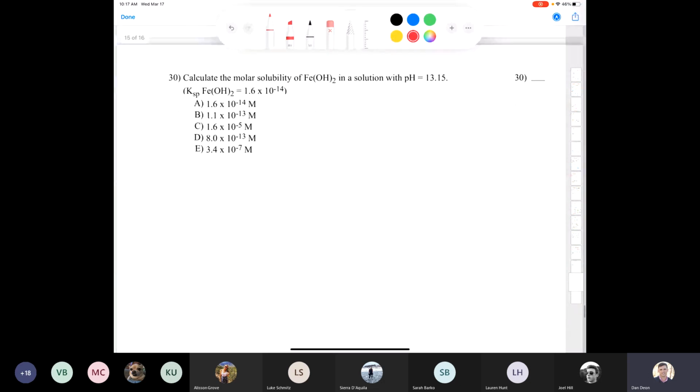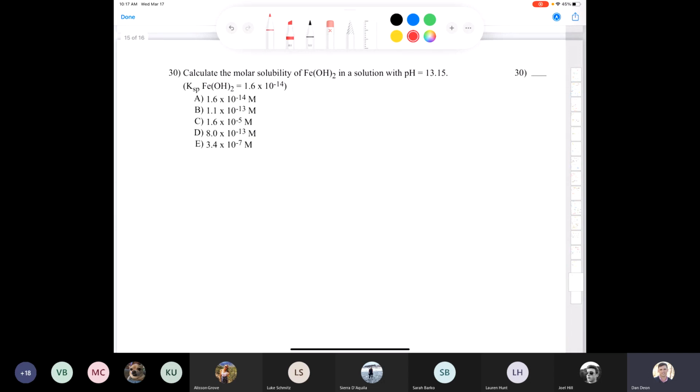Okay, let's move on to question 30. It says, calculate the molar solubility of iron(II) hydroxide in a solution with a pH of 13.5. Look, if we write out an equilibrium expression for iron(II) hydroxide, if it's showing up in a problem about molar solubility and you've got Ksp, that tells you it's an insoluble compound, right? It's going to be in equilibrium with some iron(II) ions plus twice the amount of hydroxide ions.